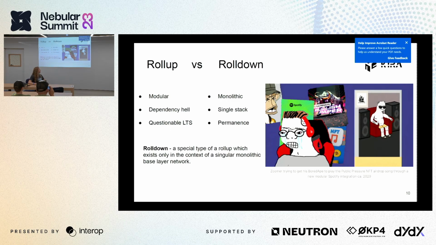So in our case, we work specifically with a rolldown. It's a type of rollup which only exists in the context of a monolithic chain. So it's like Polkadot, for example.